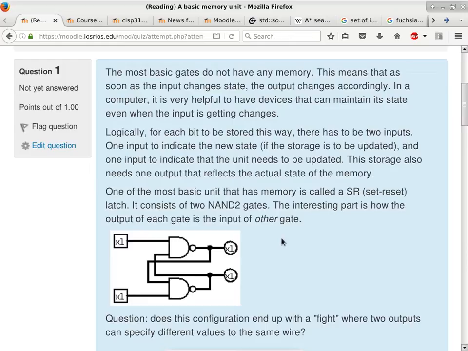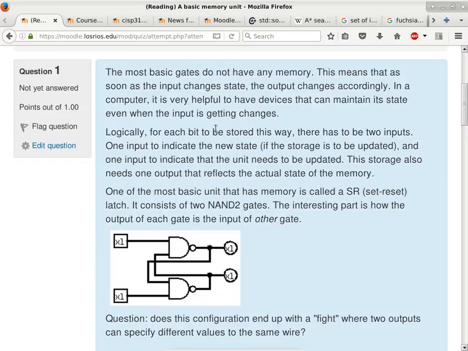Because it's not useful if you can just do calculations when you have no means to store the result of the calculations. So this is the starting point of, okay, but how do we keep track of things? How does memory work inside the computer?